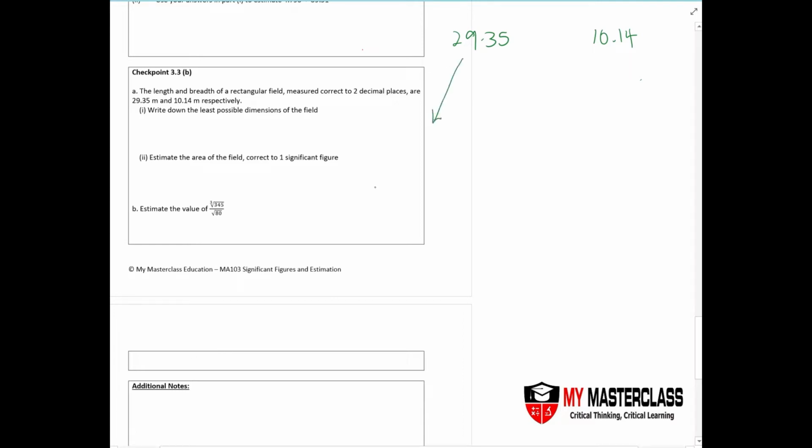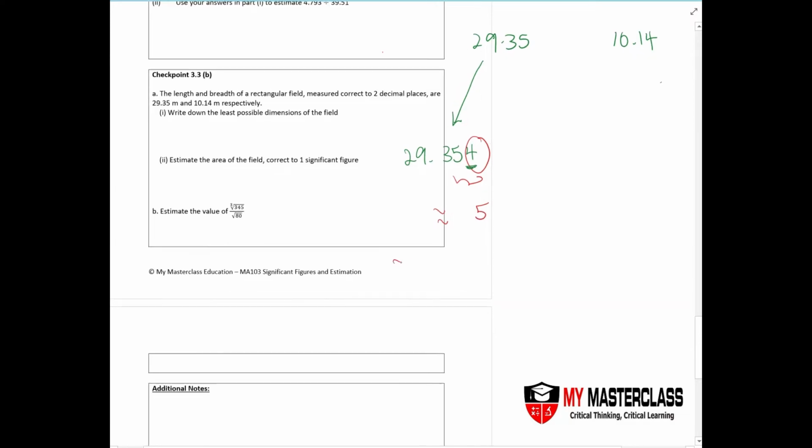Now, one of the possibilities, which is the extreme, you will round it this way. So 3, 5, you would have a 4. Now, why do I indicate a 4? Because 5, 4 means that if I were to estimate this, it will give me a 5 because I round downwards. So if I'm asked to correct this number into 2 dp, I'll get 29.35.